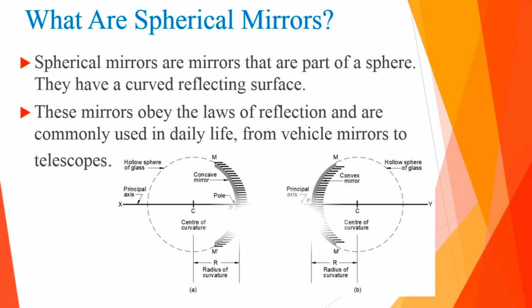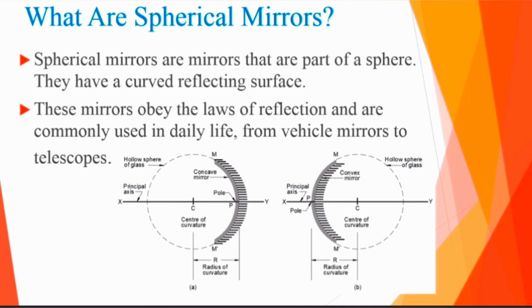A spherical mirror is a mirror that is a part of a sphere. It has a curved reflecting surface, unlike a flat mirror which has a straight surface. This curved shape allows spherical mirrors to reflect light in unique ways. These mirrors obey the law of reflection and are commonly used in daily life, from vehicle mirrors to telescopes.